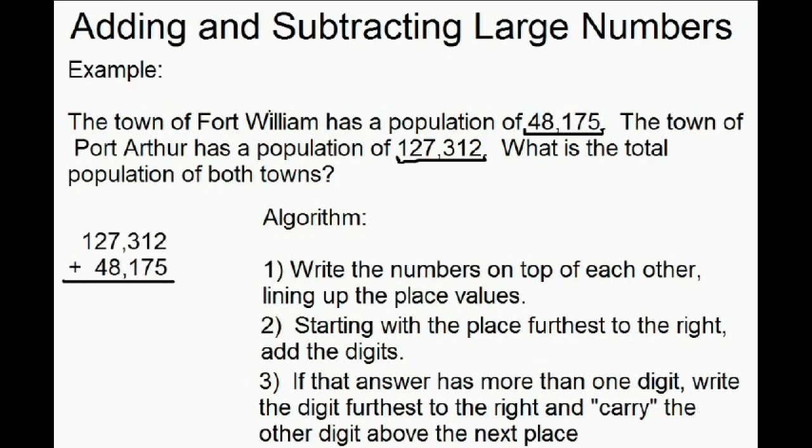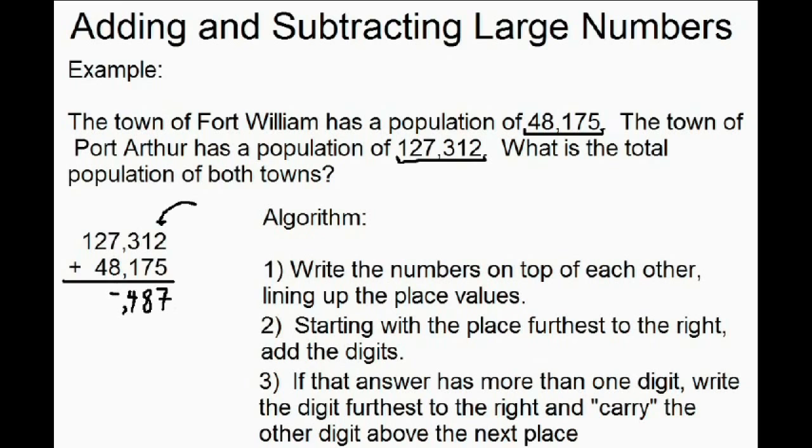So now once again, our place furthest to the right is the ones place because we don't have a decimal involved in this question. So we start with that place value furthest to the right and start adding the digits. 2 plus 5 is 7. There is only a single digit in that answer, so there's nothing to carry to the next place. We continue from the right, working our way left. 1 plus 7 is 8. Once again, nothing to carry. 3 plus 1 is 4.